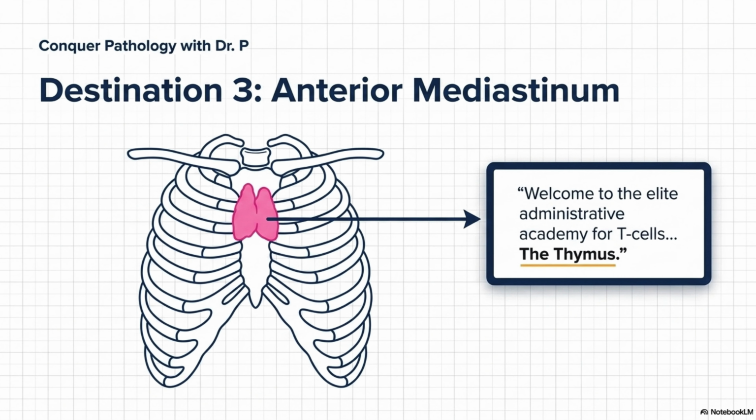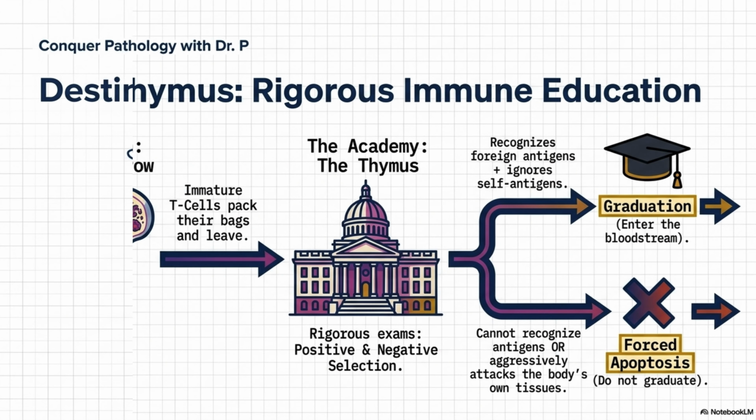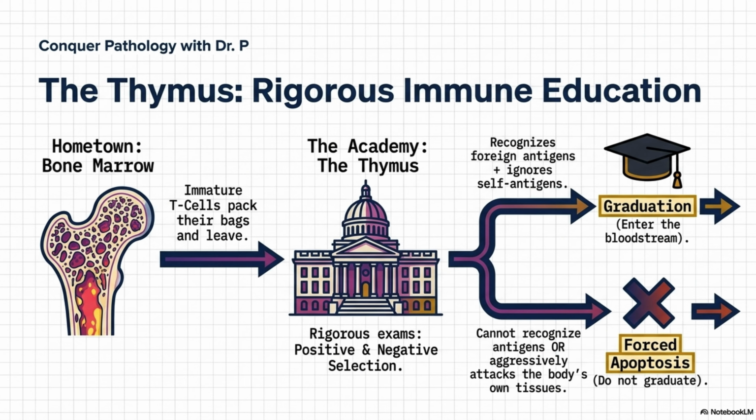Our final stop is Destination 3, the anterior mediastinum. Welcome to the elite administrative academy for T cells, the Thymus. The Thymus is home to rigorous immune education. The journey starts in the hometown, the bone marrow, where immature T cells pack their bags and leave. They arrive at the academy, the Thymus. Here they learn to recognize foreign antigens and ignore self-antigens.